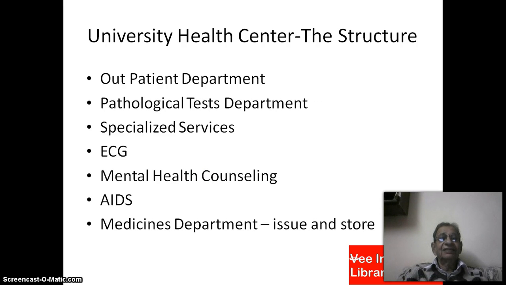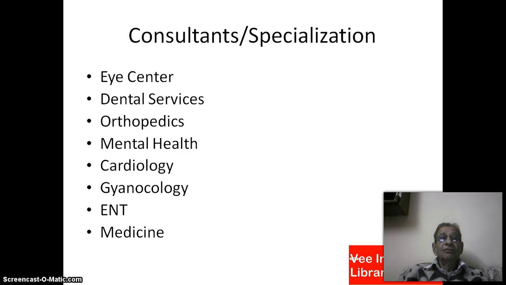Now, the University Health Center. Let us examine its structure. The structure consists of the outpatient department, pathological test department, specialized services, ECG, mental health counseling, AIDS, medicines department, issue and store. What are the doctors attending? They are consultants or specialists. Under this, there are the eye center, dental services, orthopedics, mental health, cardiology, gynecology, ENT, and medicine.